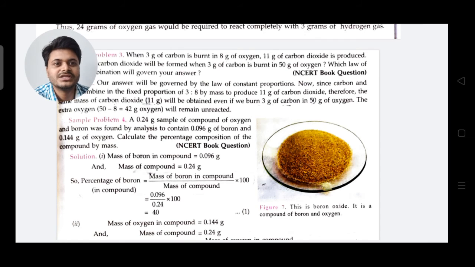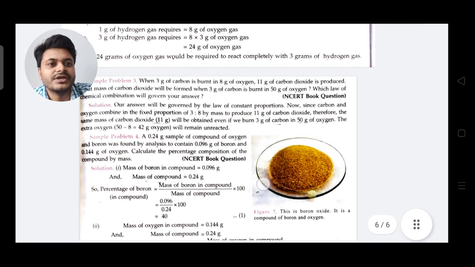Mass of boron in compound is equal to 0.096 gram and mass of compound is equal to 0.24 gram. So therefore percentage of boron in compound is mass of boron in compound by mass of compound into 100, that is equal to 0.096 by 0.24 into 100, that is equal to 40. Okay, then the mass of oxygen in compound is 0.144 gram and the mass of compound is 0.24 gram.